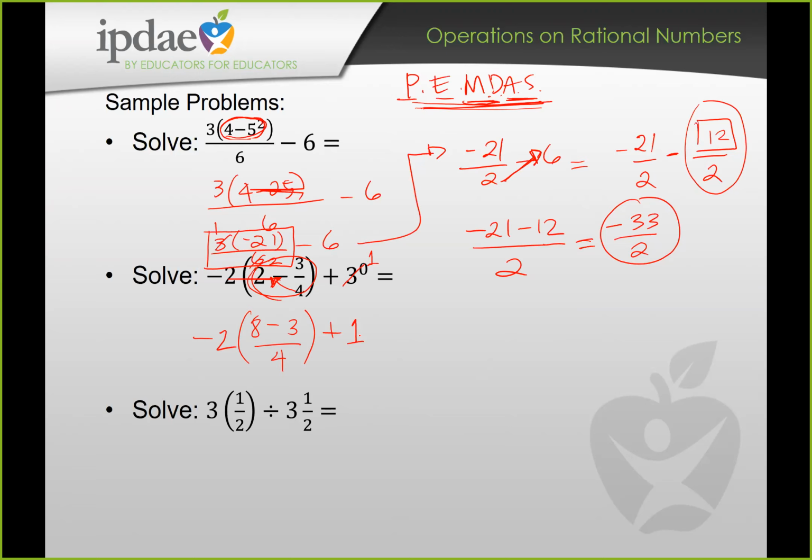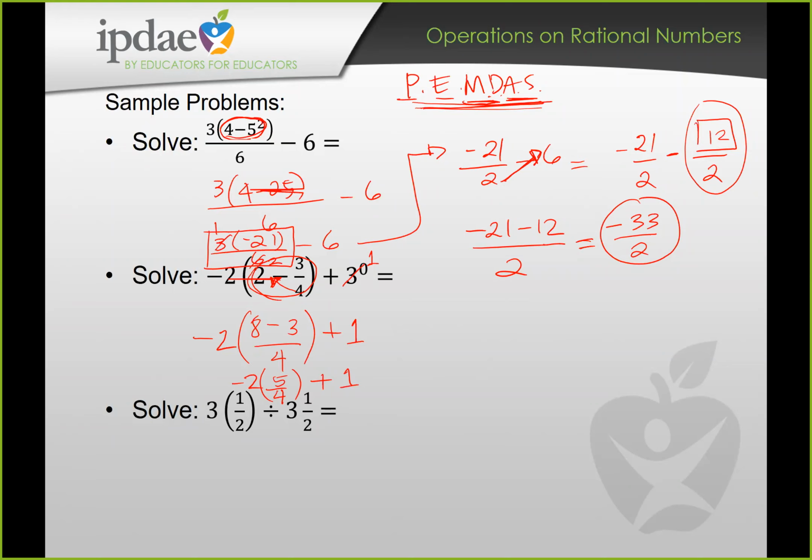So from this point, we're back to the same technique. We work off of the numerator, 8 minus 3, that comes out to 5 over 4. Multiply that by negative 2, and then add the 1. So we're just bringing everything down, making it short and simple.